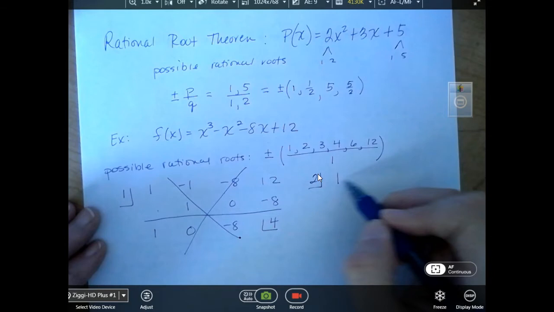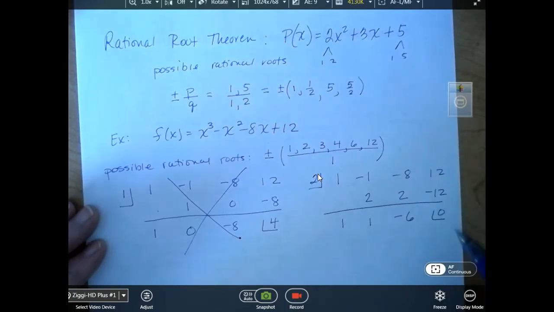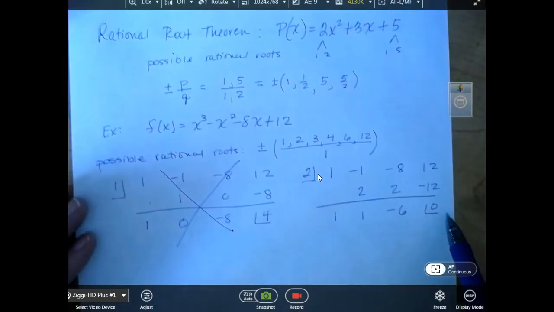So I'm going to start by just bringing down the 1. I get a 2 here. When I add these, I get 1. Multiply, I get 2. I get negative 6. Multiply, I get negative 12. And here I get a 0. So my remainder is a 0.